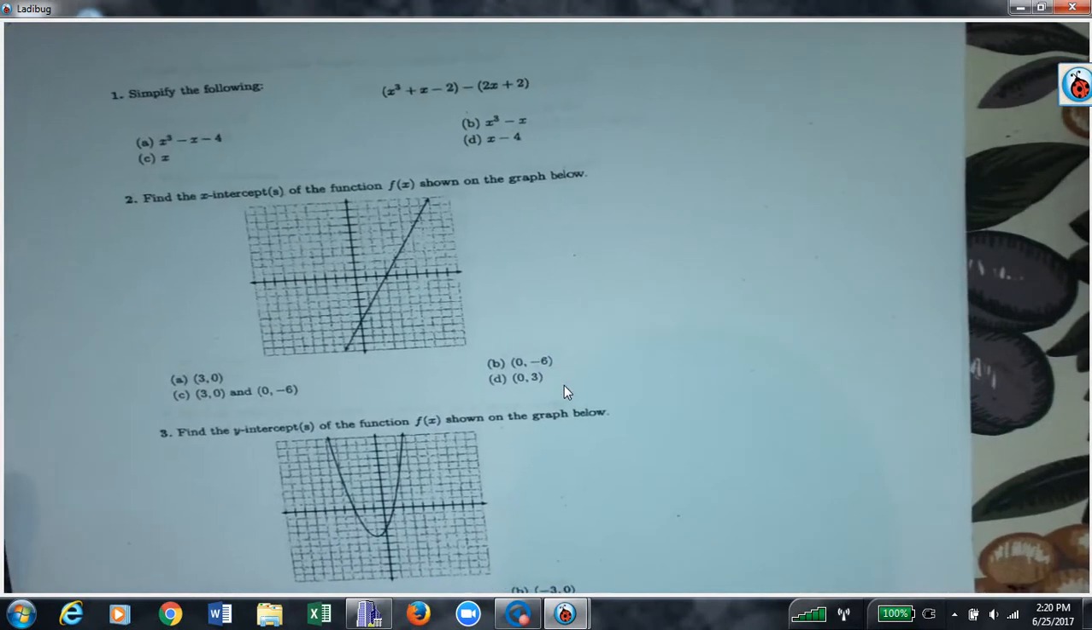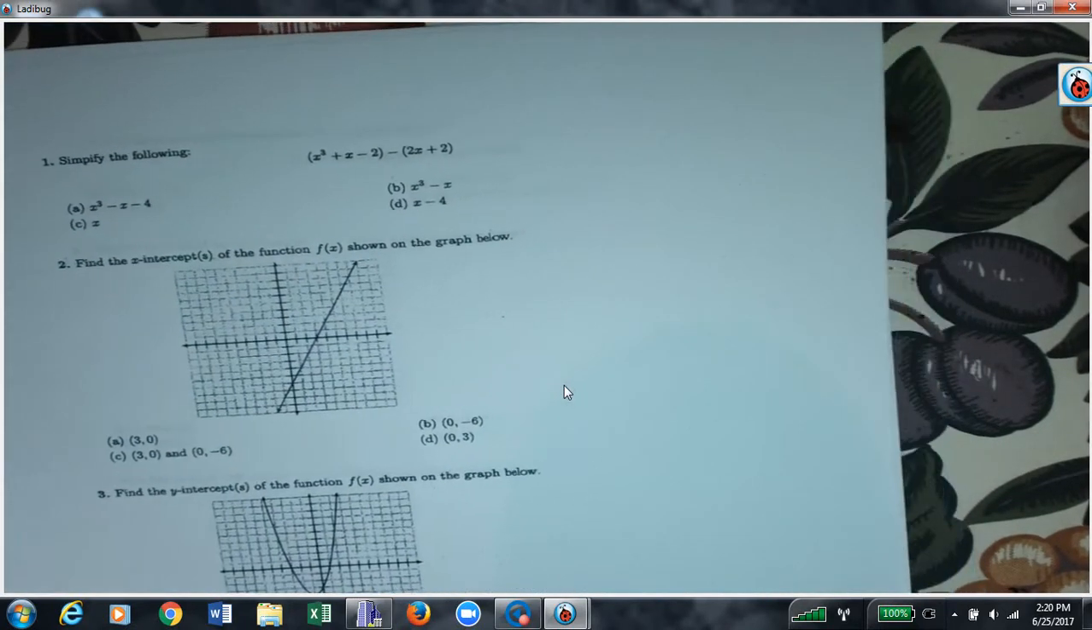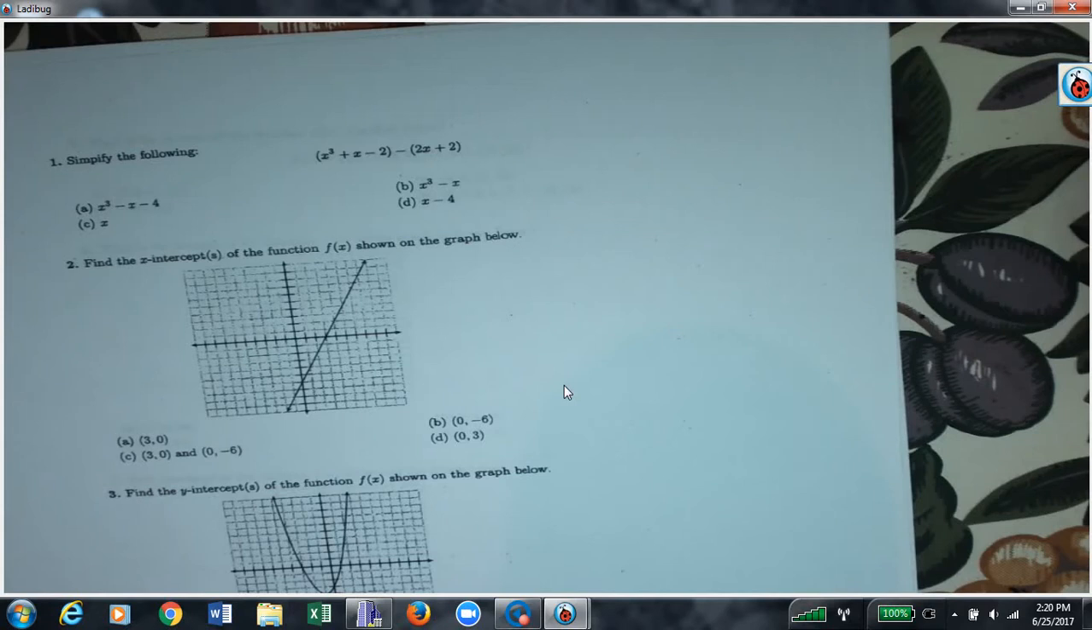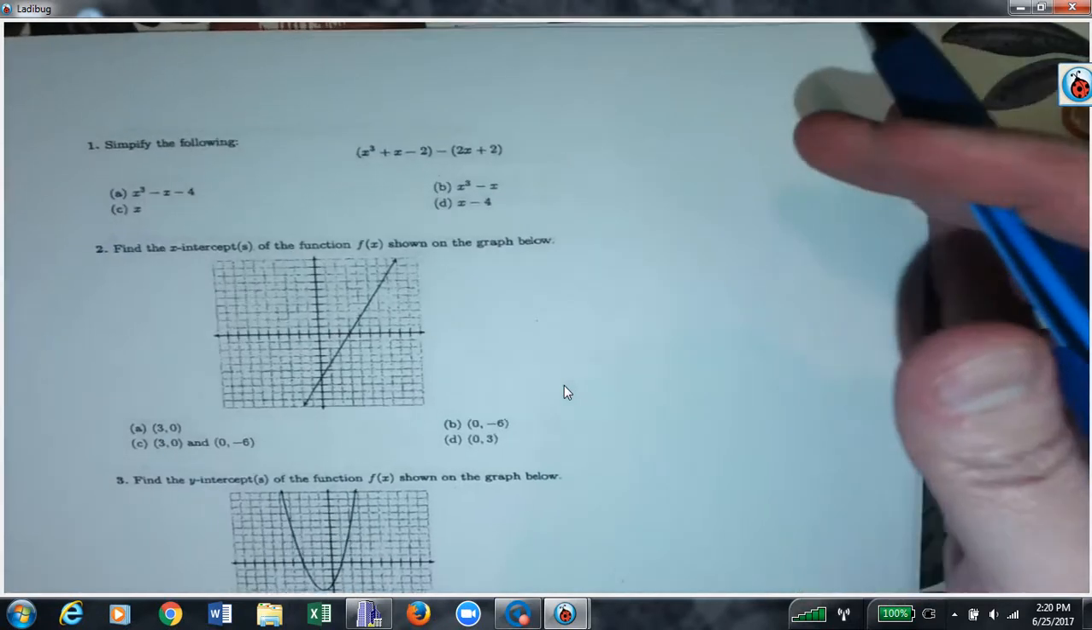Okay, we're going to be looking at the solutions to the Math 100 midterm. So let's look at this first problem.